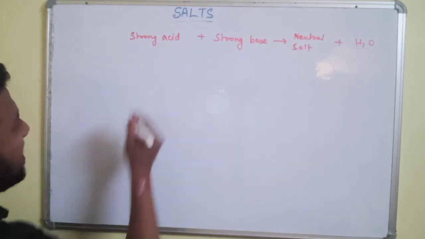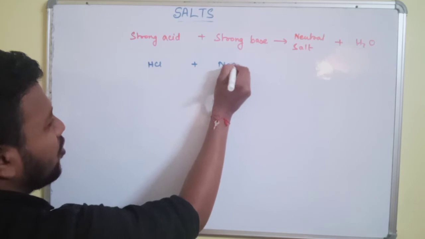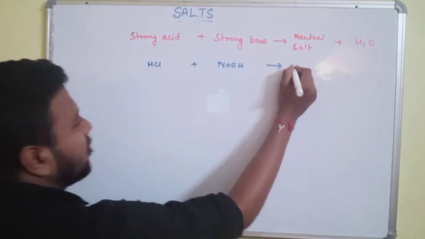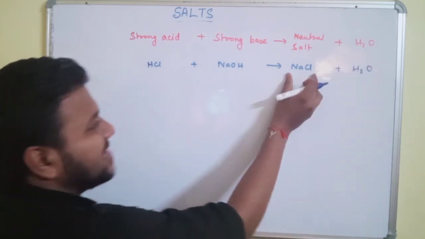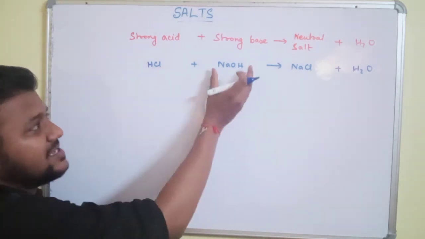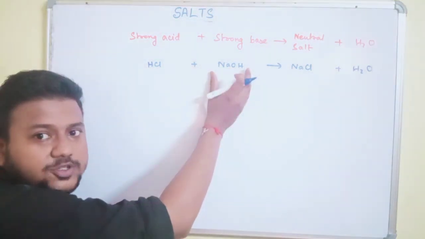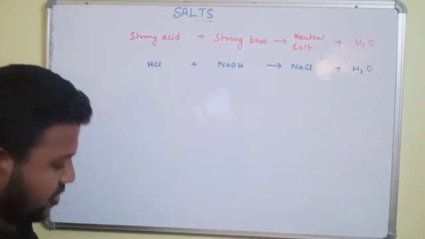Okay, let us see one example. We can see that HCl, a strong acid, when it reacts with NaOH, a strong base, results in the formation of NaCl plus H2O. So NaCl, which is obtained from hydrochloric acid, a strong acid, and sodium hydroxide, a strong base, is a neutral salt.